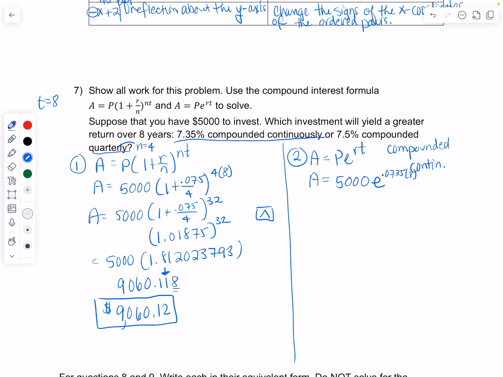Now let's go to the other side here. A equals 5,000 e to the. Now I'm going to multiply 0.0735 times 8. And when I do that, I get e raised to 0.588. Now I'm going to take e. It's usually found underneath the ln button. So e raised to the 0.588. And when I do that, I get 1.8003.